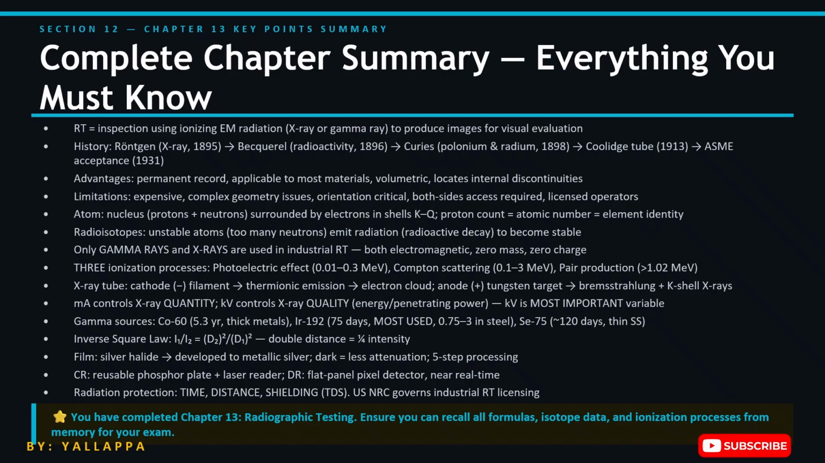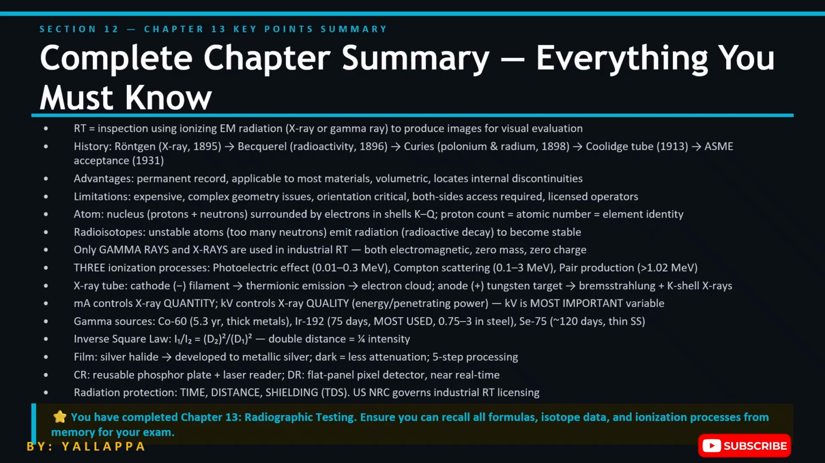Isotopes have the same number of protons but different numbers of neutrons. Radioisotopes undergo spontaneous radioactive decay. For conventional RT, the key radiation types are X-rays and gamma rays. X-rays come from an electrically powered tube. Gamma rays come from radioactive nuclei. Radiation interacts with matter through mechanisms such as photoelectric absorption, Compton scattering, and pair production.